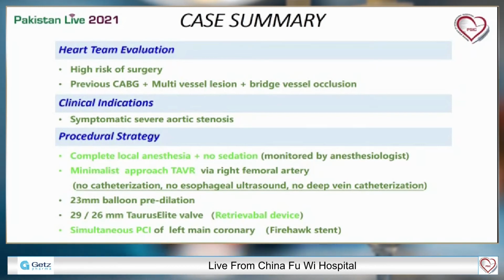Okay, so this is the summary. One hour ago we were informed that our procedure was delayed by half an hour, so we have to finish a part of it. Because this patient has aortic stenosis and also coronary heart disease, our strategy is one-stop TAVR plus PCI.